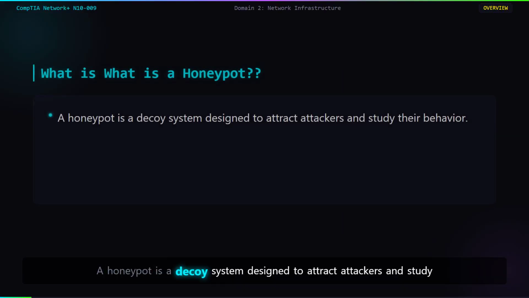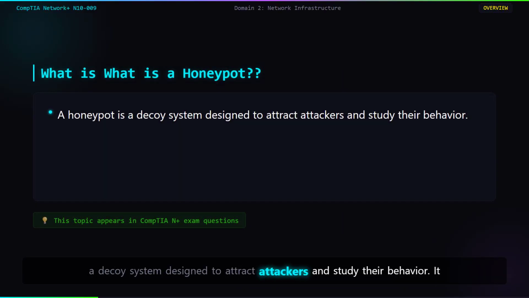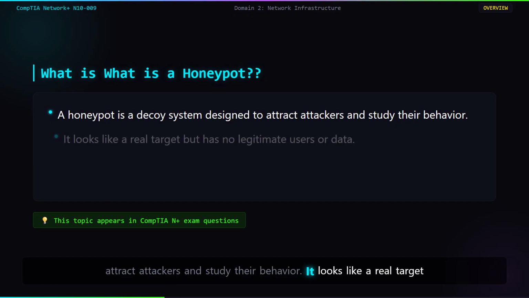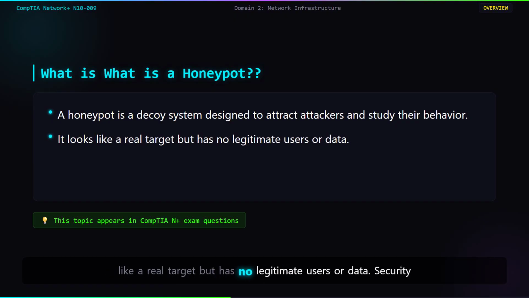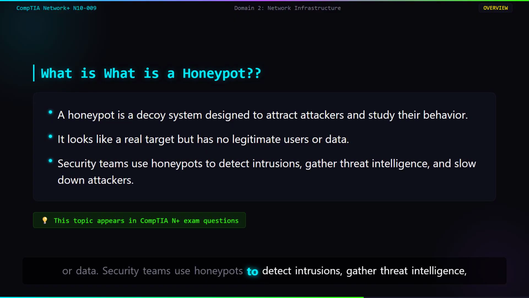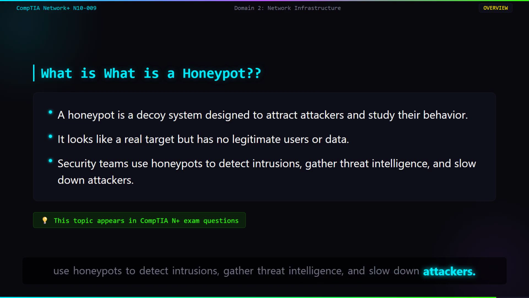A honeypot is a decoy system designed to attract attackers and study their behavior. It looks like a real target, but has no legitimate users or data. Security teams use honeypots to detect intrusions, gather threat intelligence, and slow down attackers.